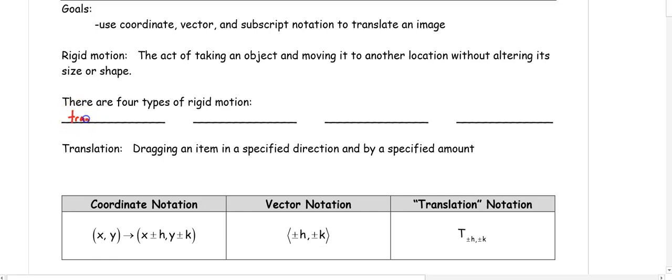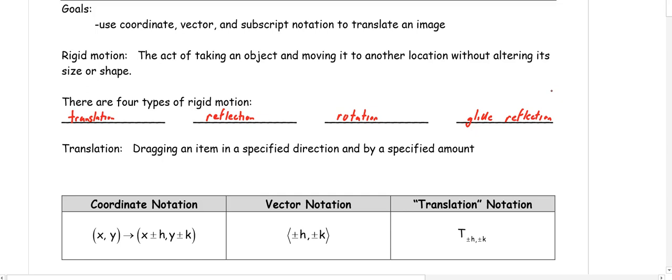There's a translation, a reflection, a rotation, and a glide reflection. A translation means dragging an object in a specific direction and by a specific amount.